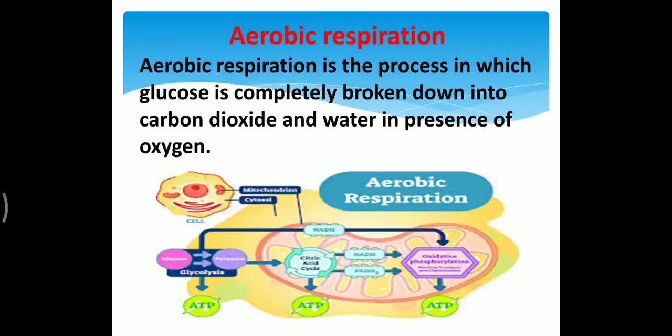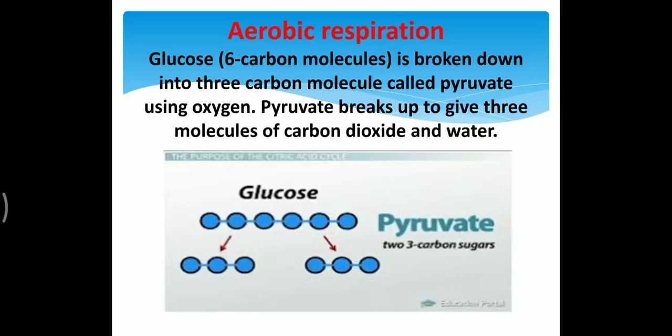Whereas aerobic respiration is the process in which glucose is completely broken down into carbon dioxide and water in the presence of oxygen. It is a complete breaking down and an enormous amount of energy is released. You can see here, it happens in the cytoplasm and in the mitochondria. Glucose, a 6 carbon molecule, is broken down into 3 carbon molecules, that is pyruvate, but using oxygen. Pyruvate breaks up to give 3 molecules of carbon dioxide and water.